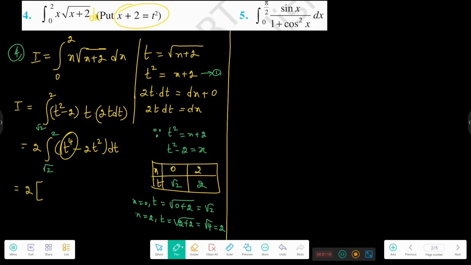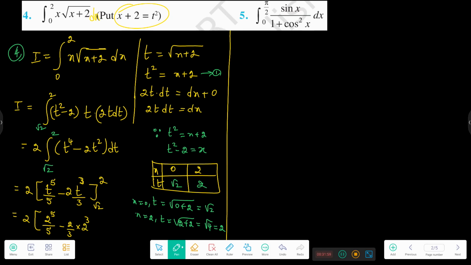When I take the limit, the integral of t power 4, now what am I getting? t power 5 divided by 5 minus 2 into t square. When you take the integral, what am I getting? t power 3 divided by 3, into 2. Now apply the limits. 2 into, when you apply, 2 power 5 divided by 5 minus 2 divided by 3 into t power 3. t power 3 in the sense 2 power 3.